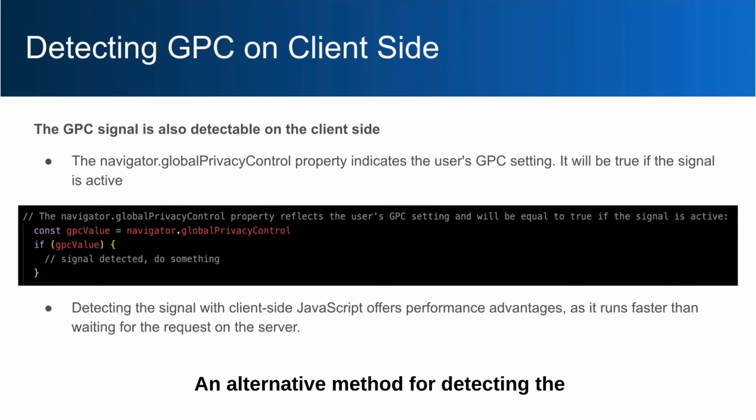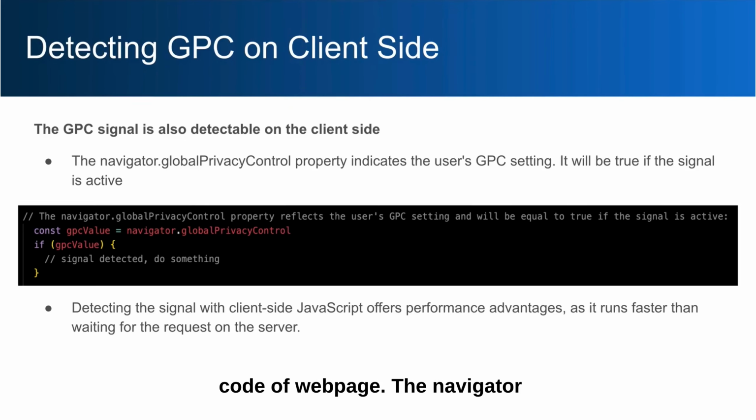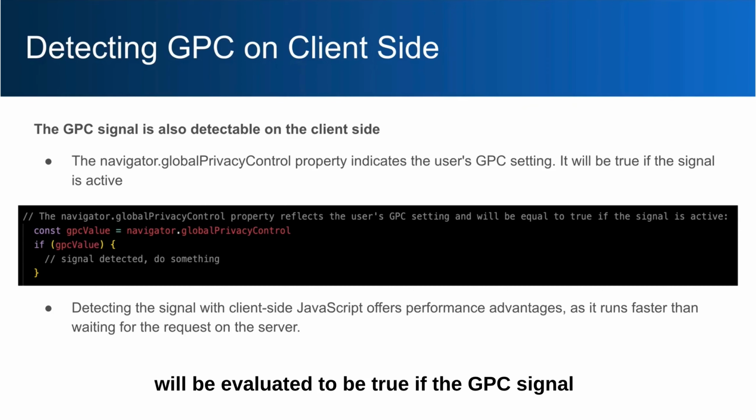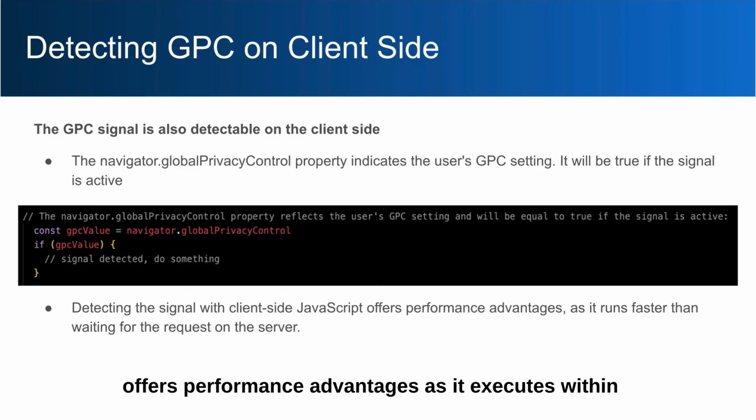An alternative method for detecting the GPC signal is directly within the client-side JavaScript code of a web page. The navigator.globalPrivacyControl property reflects the user's GPC setting. This property will be evaluated to be true if the GPC signal is active. Implementation in JavaScript would resemble the following. Detecting the signal using client-side JavaScript offers performance advantages as it executes within the user's browser, eliminating the latency associated with a server-side request.